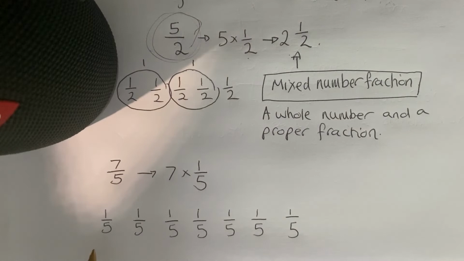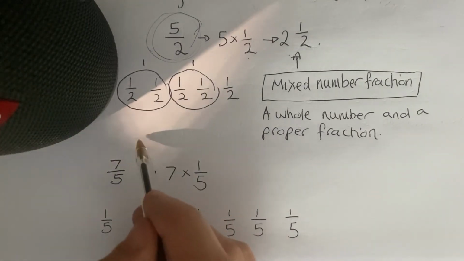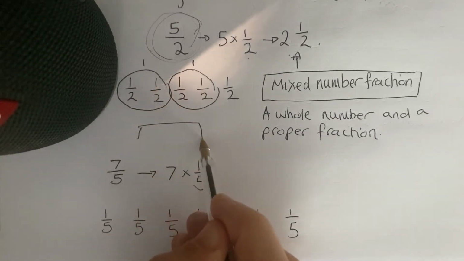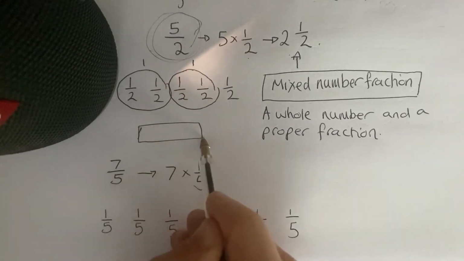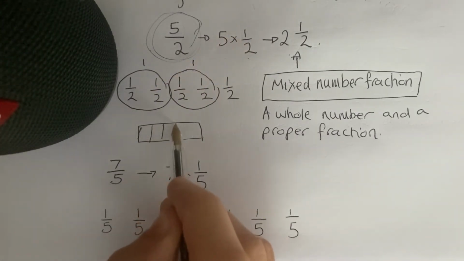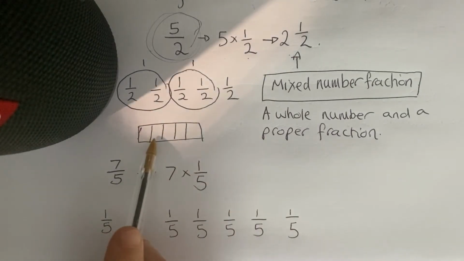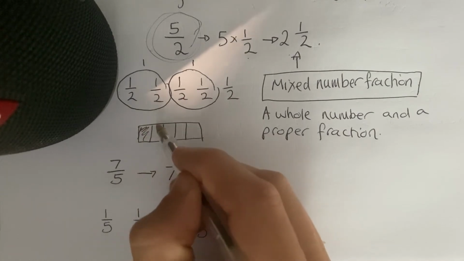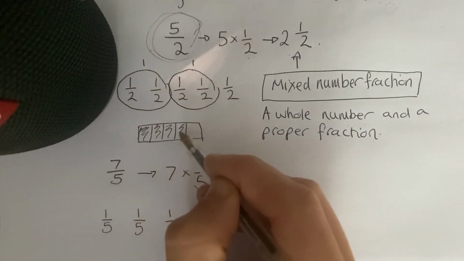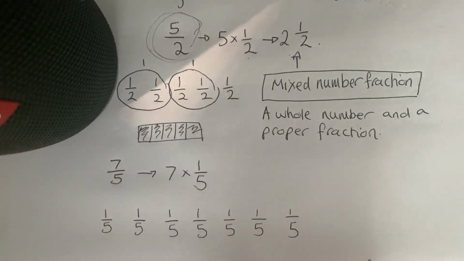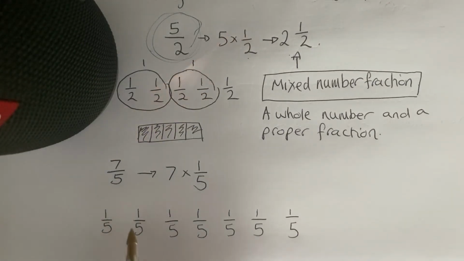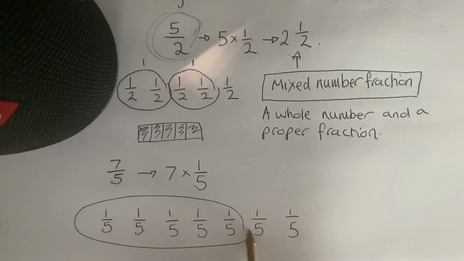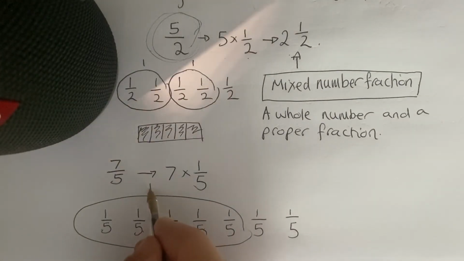Okay, so let's see. We know that 5/5 make a whole, because if we think back to our little rectangle that had been divided into 5, 1, 2, 3, 4, 5. If we get 5/5, ka-ching, we can cash that for 1 whole. So 1, 2, 3, 4, 5. I'm going to lump them together, and that's 1 whole.